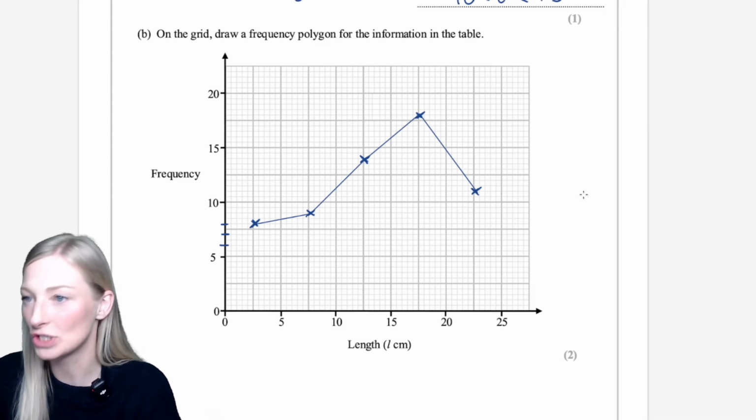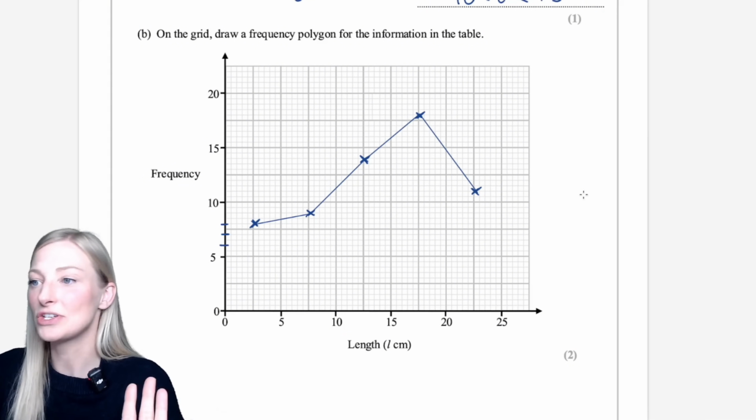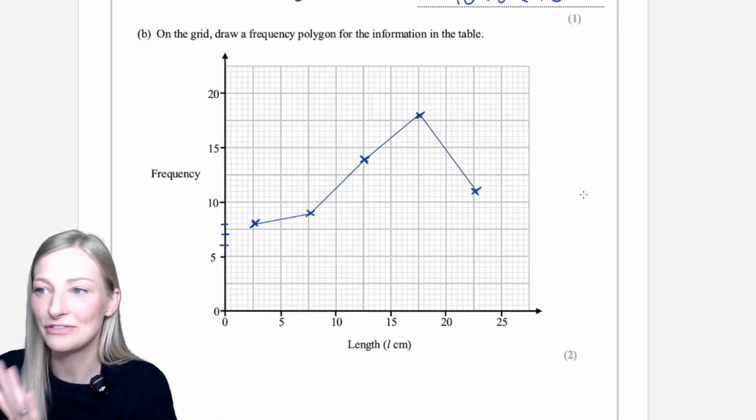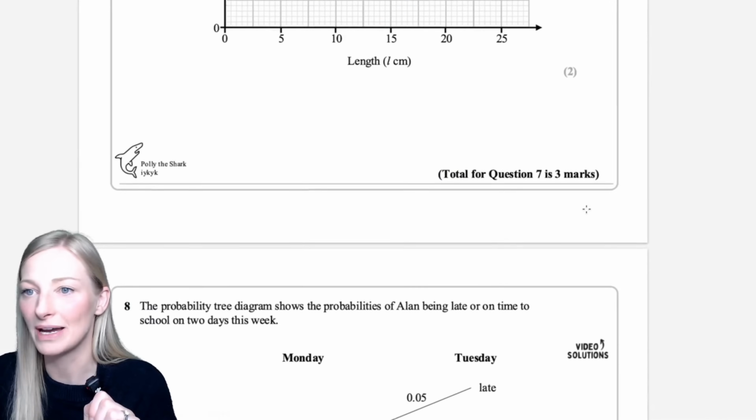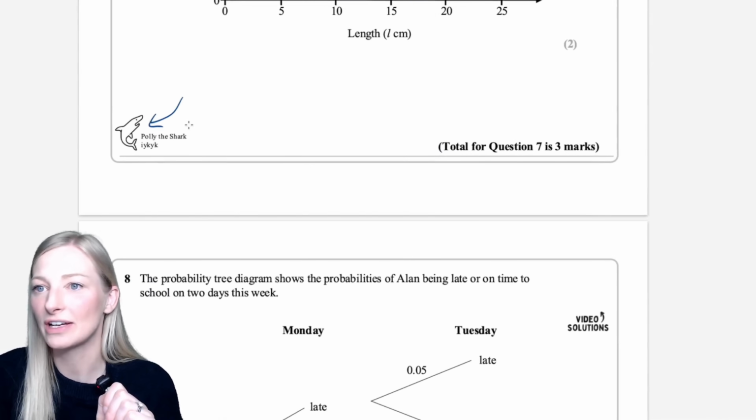Don't join it up to the origin. Polly does not want to be joined up to the beach, and don't chop her body off. She's all good. She's a free thing. She floats about in the middle of the ocean. There you go, Polly the shark. If you know, you know.